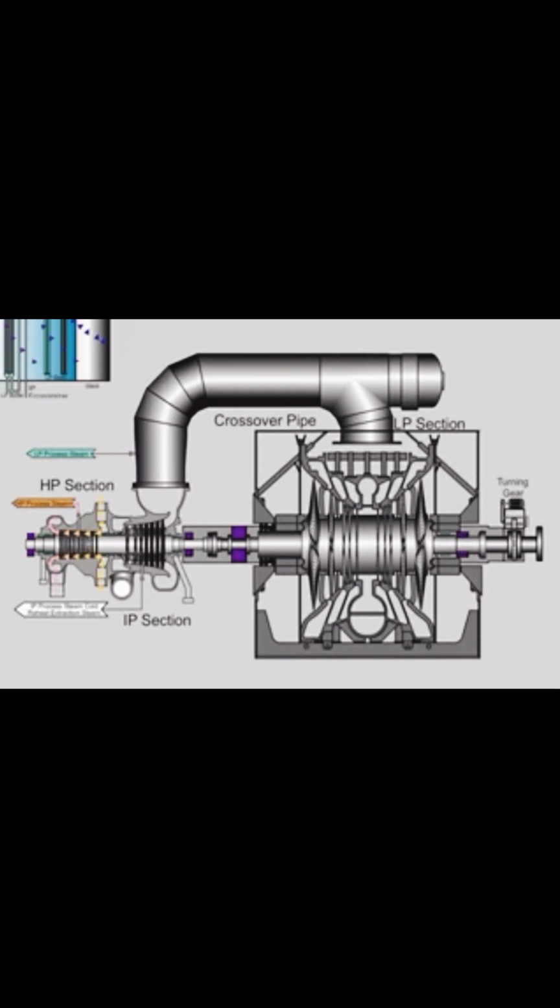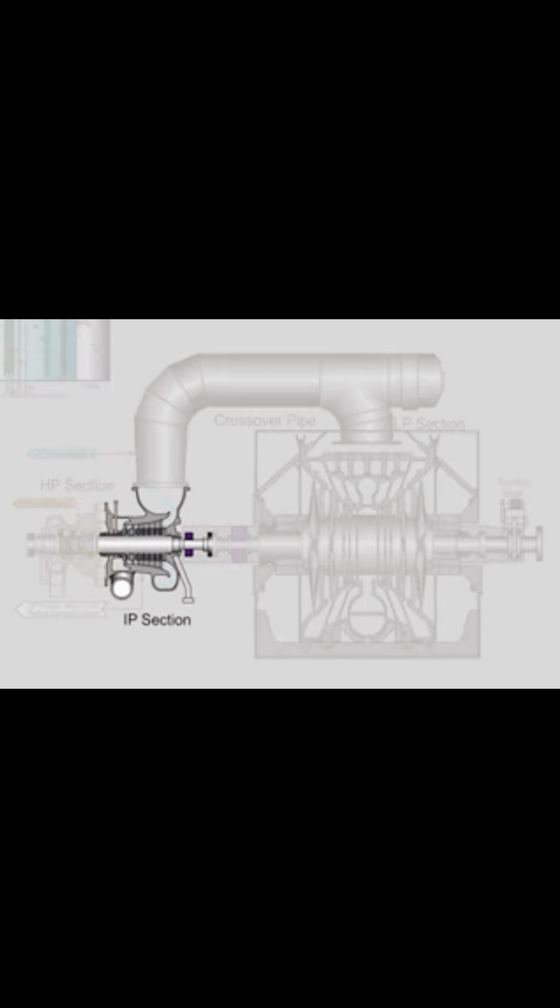That exhaust steam, called cold reheat steam, joins the intermediate pressure steam produced in the HRSG. The combined steam flow is further heated in the HRSG in sections called reheaters, and then exits the HRSG as hot reheat steam. This hot reheat steam is used to drive the intermediate pressure section of the steam turbine.